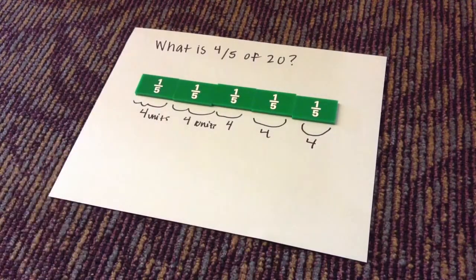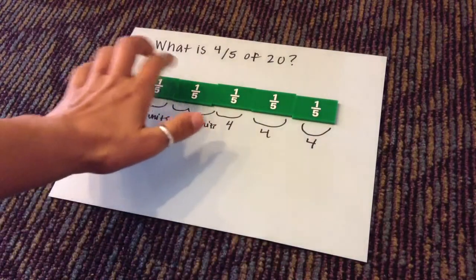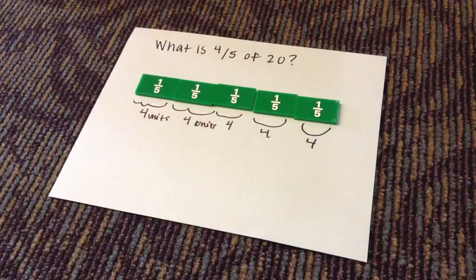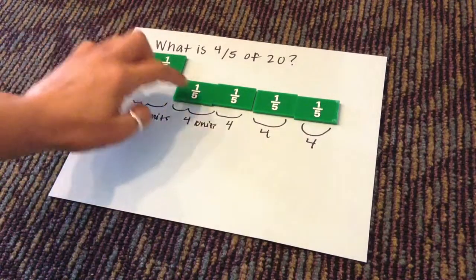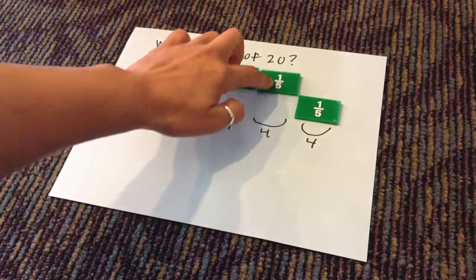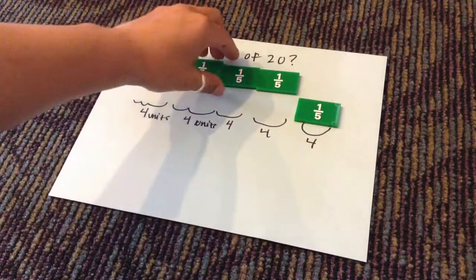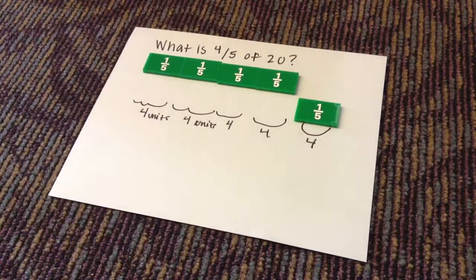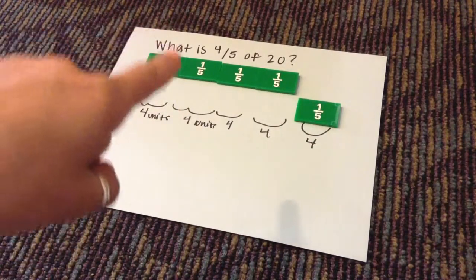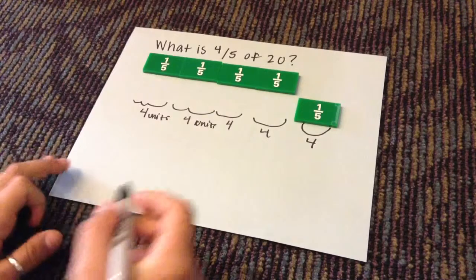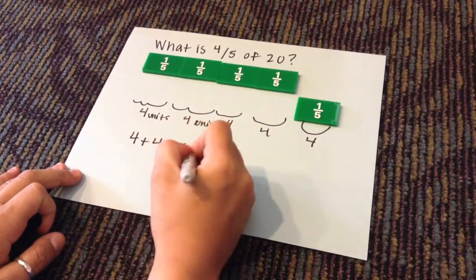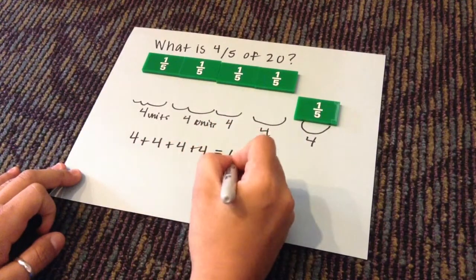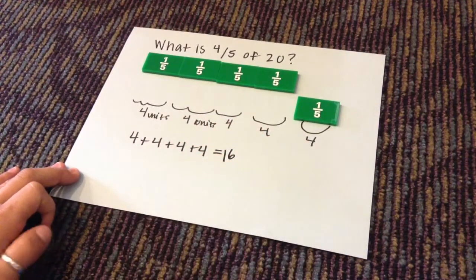Okay, so it's asking again for 4/5 of 20. So we show that our whole is broken into exactly 5 equal-sized parts. We're looking for 4/5 of it. So we do like this. 1, 2, 3, 4. We're left with 1/5. So we show that 1/5 plus 1/5 plus 1/5 plus 1/5 is equal to 4/5, which is also the same as what we saw earlier. 4 plus 4 plus 4 plus 4 equals 16. Same answer we saw in the set model.